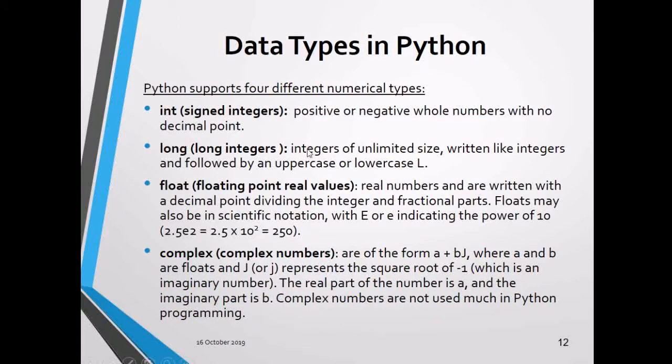Data types in Python: integer and long, both of them are integers. The integer here is positive or negative. We have a whole number, no decimal. Also long is an integer, but it has a bigger size. It is unlimited size, written like an integer and followed by an upper or lower case n. Float, which is a decimal, we use a decimal point. Complex, where we have a real part and an imaginary part.